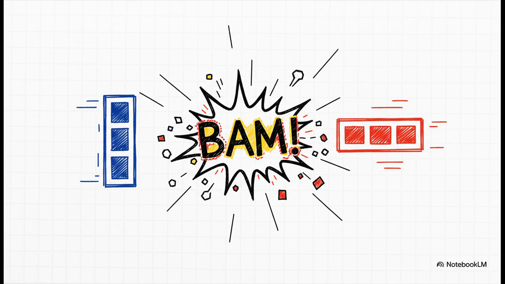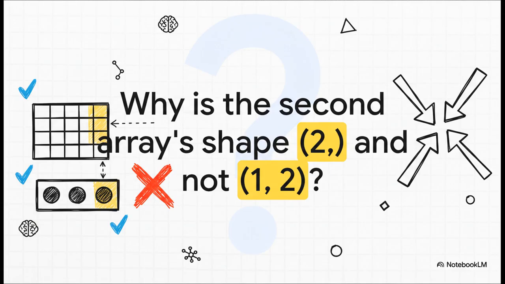It's so frustrating. Okay, so we know the golden rule, right? The inner dimensions have to match. Here, they're 1 and 2. So that's why we got the error. But the deeper, more important question to ask is why? Why is the shape of our second array (2,), which is a 1D array, and not (1, 2), which would be a proper 2D row vector?